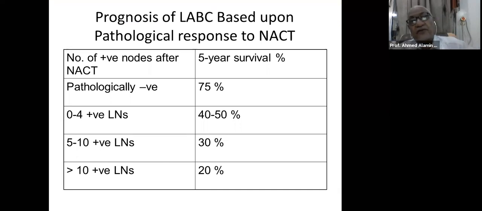Prognosis of locally advanced breast cancer is based upon pathological response to neoadjuvant chemotherapy. If after neoadjuvant chemotherapy the lymph nodes are negative, 5-year survival is 75%. If 1 to 4 positive lymph nodes, 40 to 50%. With 5 to 10 positive nodes, 30%. And the problem is that with neoadjuvant and adjuvant chemotherapy, the response of patients is not all the same.